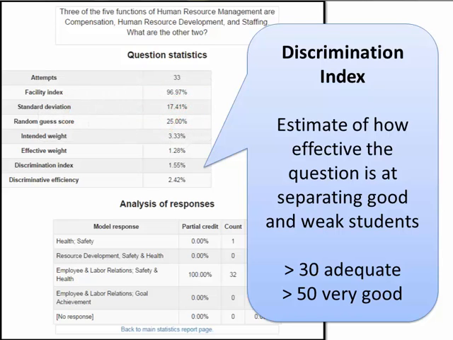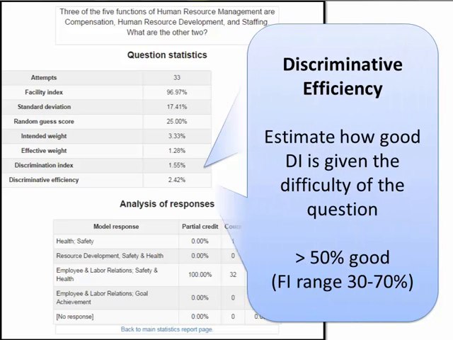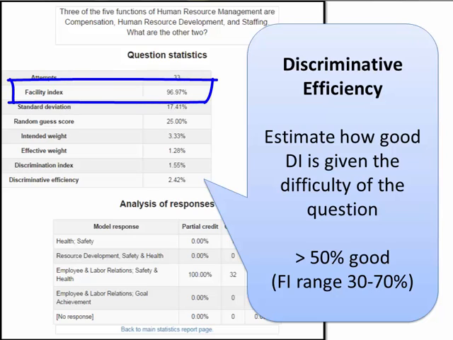The final question level metric is the discriminative efficiency, or DE. This balances the strengths of the discrimination index against the difficulty of the question. However, this metric can be affected by the facility index. If the FI score is outside the range of 30 to 70%, this metric may not be as valuable. The hope is to gain DE scores of over 50%.